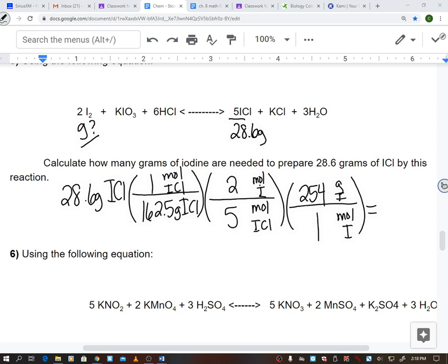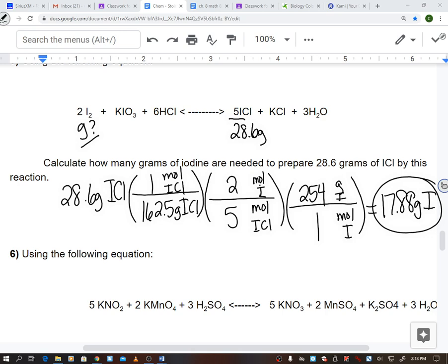Now you don't have to go in that order that I tell you. You could multiply by 2 right first thing, and then multiply by 254, then go back and do all your division. It does not matter. You will get the same thing. Your answer should be 17.88 grams of iodine. All right.